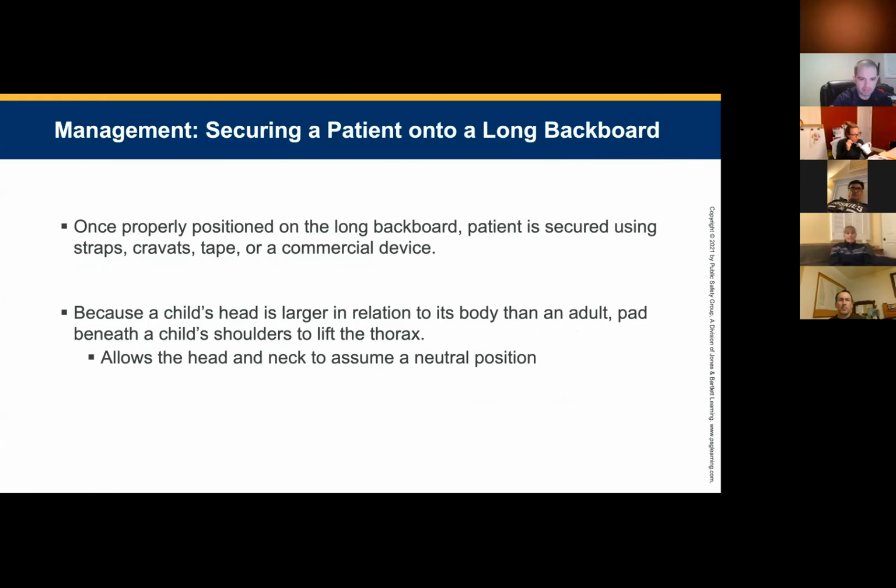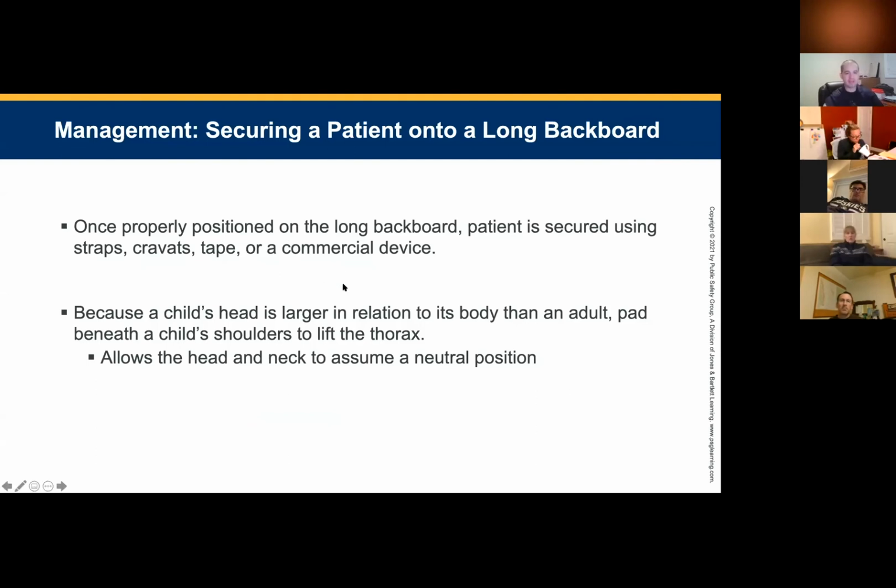And then once properly positioned, we want to make sure the patient is properly secured on the backboard using straps, spider straps, tape, cravats, anything that we have. It's never a good day when you have to lift the patient up and they fall off your backboard.